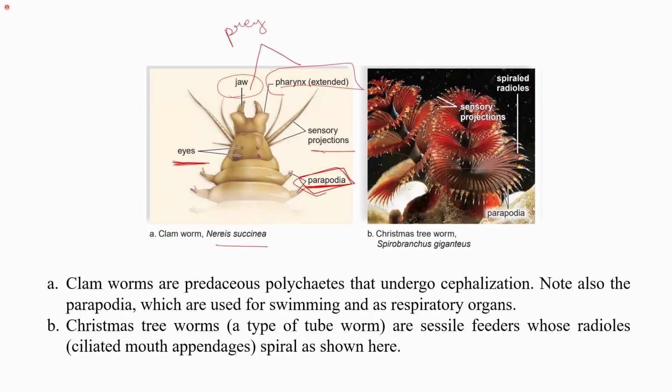As I told, they have radioles. Radioles are the ciliated appendages that help in feeding. So they are sessile feeders. They are not movable; they are fixed and sedentary. Their radioles, the ciliated mouth appendages, help in catching the food, helping in catching the prey.